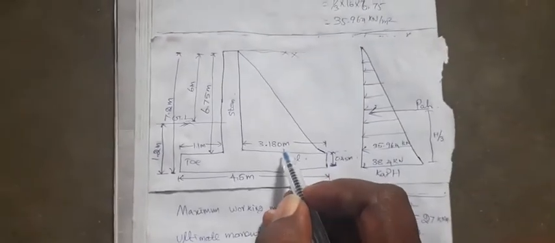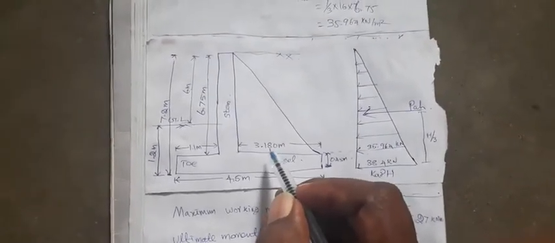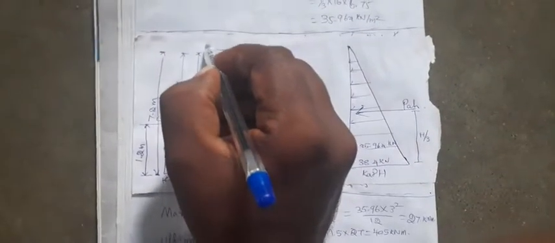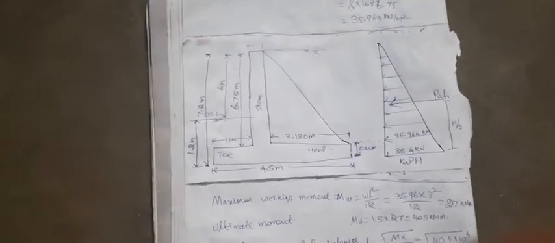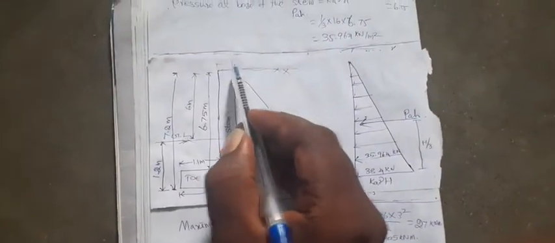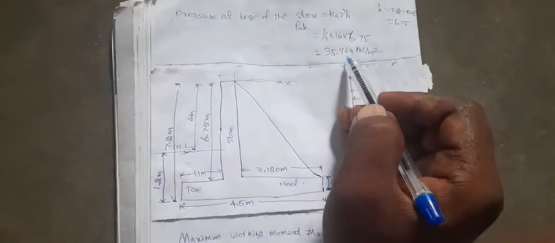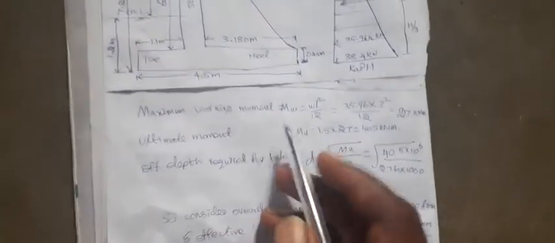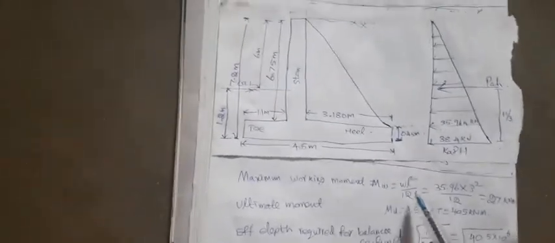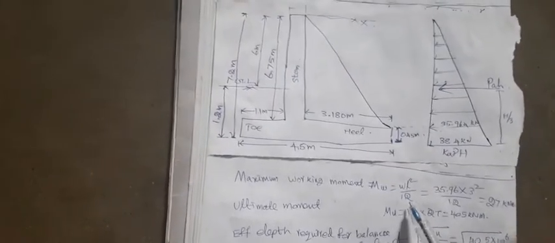This value 3.18 meter, how it comes I will explain later. Before that we need to find the thickness of the stem. So for finding the thickness of the stem we followed these steps. Okay, next, maximum working moment. Maximum working moment is WL square by 12. Why is it called WL square by 12?